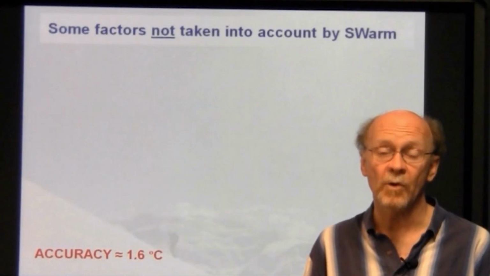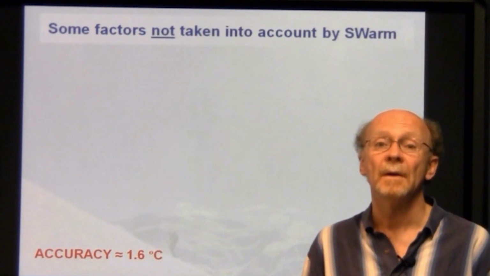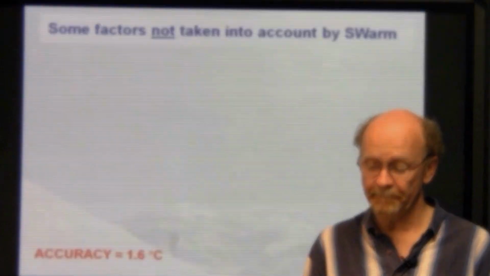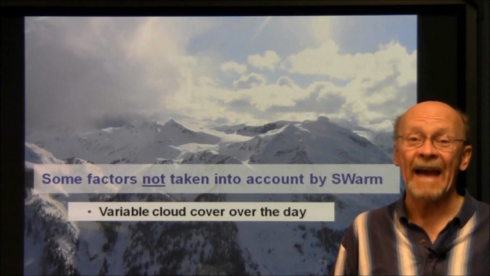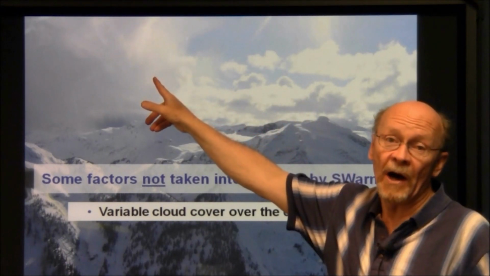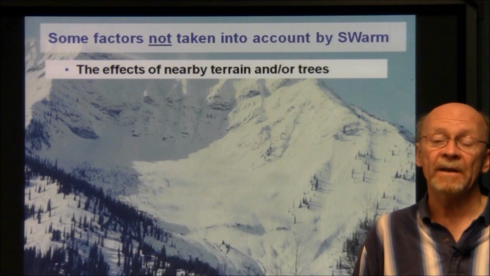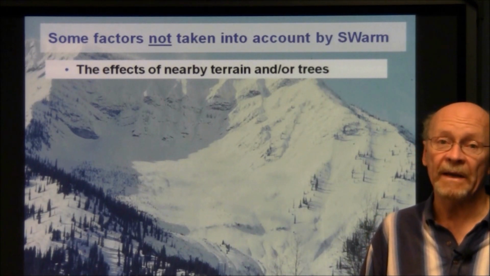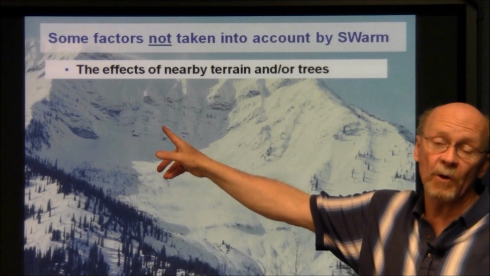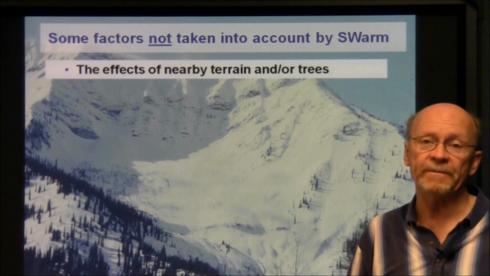There are some limitations to SWARM. Some arise from the limited data set used to develop the model, and some arise from the parameterizations used to keep the inputs simple. SWARM uses a daily average cloud cover, so variations in the cloud cover during the day are not taken into account. SWARM does not consider the effect of trees or nearby terrain. These may shade the snow surface from incoming solar radiation and or contribute to incoming long-wave radiation.